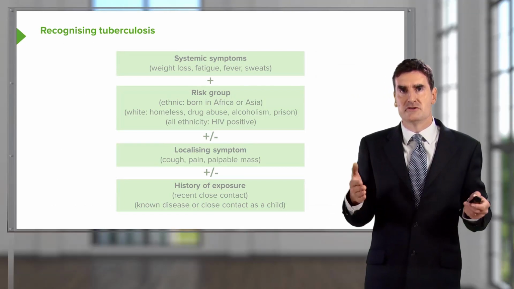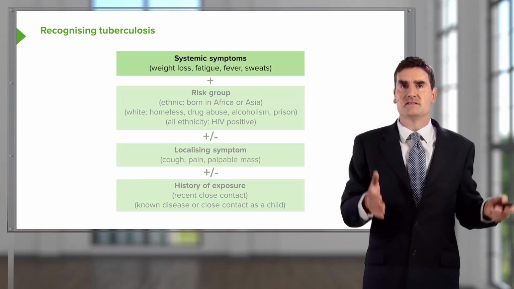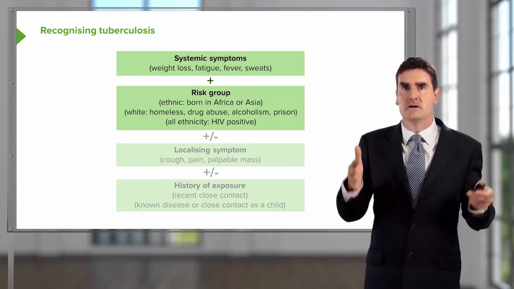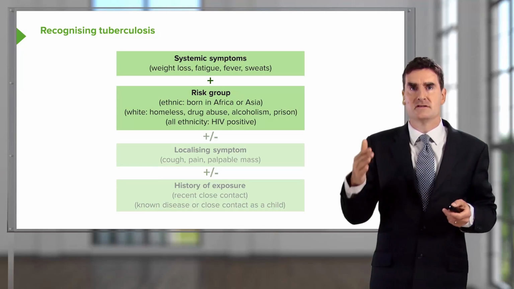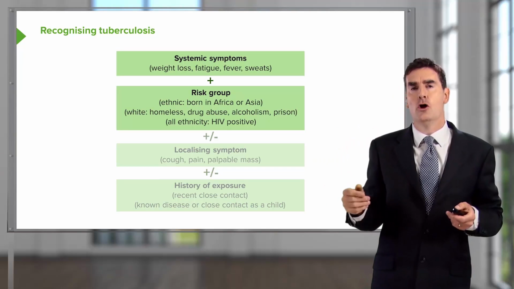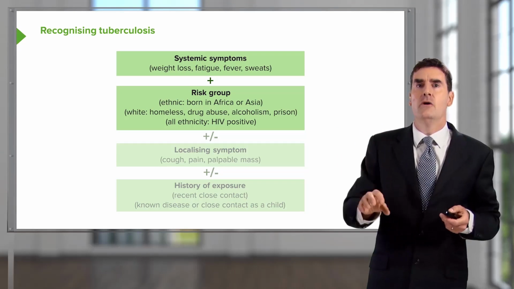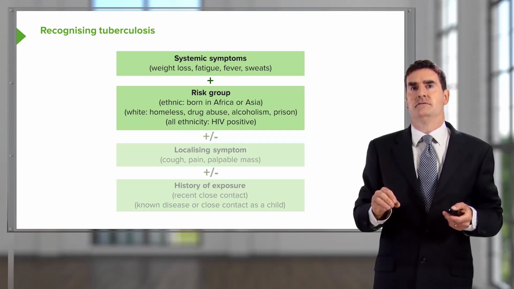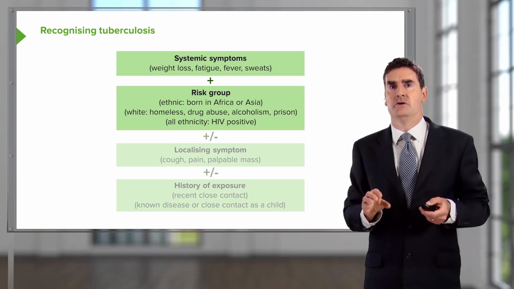So, just to reiterate that, to recognize tuberculosis, really you need 2 things: systemic symptoms plus a high-risk group. So somebody who's got weight loss, fatigue, fever, sweats, who has been born in a high-risk country, sub-Saharan Africa, Asia, or is homeless, an intravenous drug abuser, an alcoholic, has been in a prison, or is HIV positive. That combination, you must think about tuberculosis.